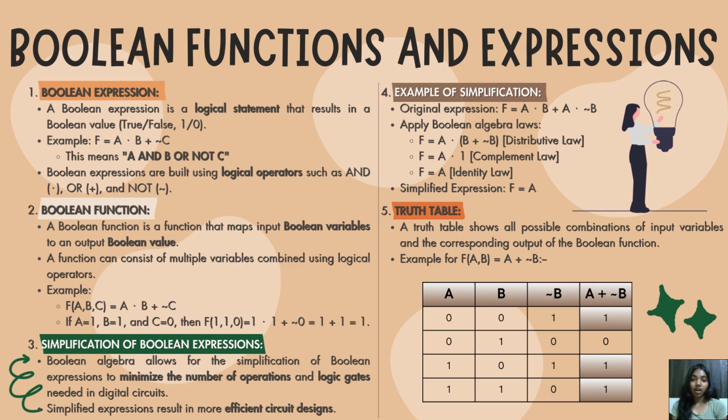So at first, after applying the distributive law, f will result into a dot b plus b prime. Then we know that under complement law, b plus b prime will result into 1. So f becomes a dot 1. And finally, by applying identity law, f results to a. So the simplified expression is f is equal to a. And in the very next step, you can see how our truth table is drawn. A truth table shows all the possible combinations of input variables and the corresponding output of the Boolean function.